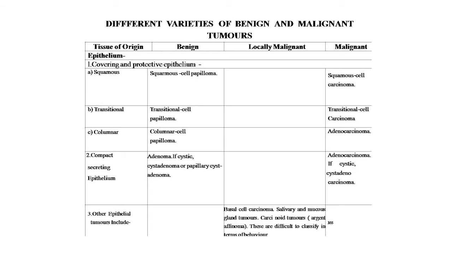Second is the secreting epithelium. The benign neoplasm develops the adenoma, if cystic a cystadenoma or papillary cystadenoma, and the malignant of the secreting epithelium develops the adenocarcinoma, if cystic a cystadenocarcinoma. Other epithelial tumors include the locally malignant basal cell carcinoma, salivary and mucous gland tumors, carcinoid tumors, adenoma, and ependymoma. These are difficult to classify in terms of behavior.